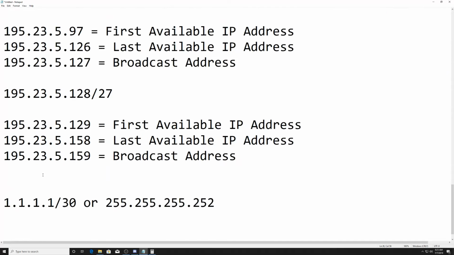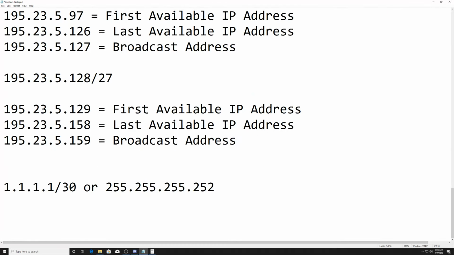let's just say, for example, and actually let me do this. 0. The next one, remember, increment by 4 because of that magic number. We subtracted 252 from 256, which gave us 4. So it'd be .0 is the network, .4 is the next network, .8 is the next network, .12 is the next network, .16 is the next network, .20, .24, .28, etc. They just keep incrementing by 4.